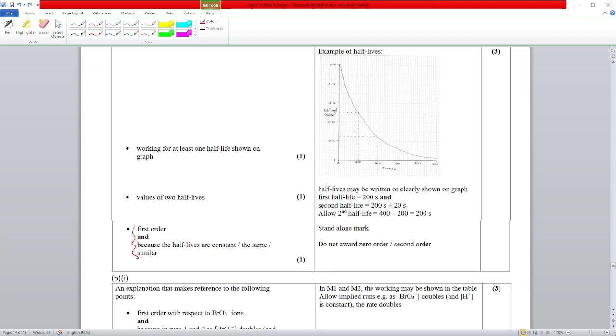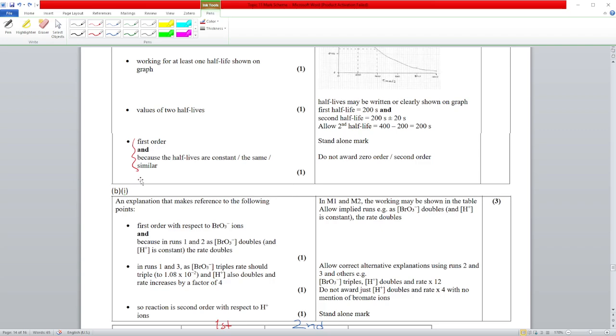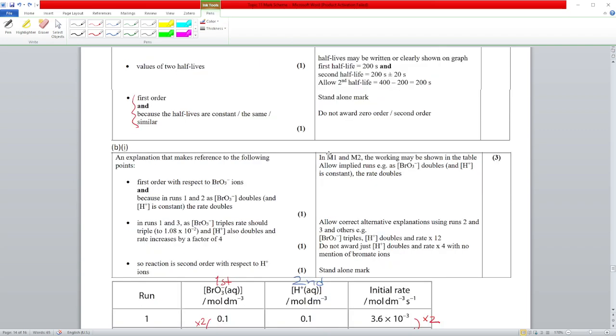Remember, first orders will have equal half-lives. Second order will have unequal half-lives, and there is no hard and fast way to be sure if something is second order or not. You can only definitively claim if something is first order because the half-lives are constant. If you forget this piece of theory, it's worth writing down and making an effort to memorize it.